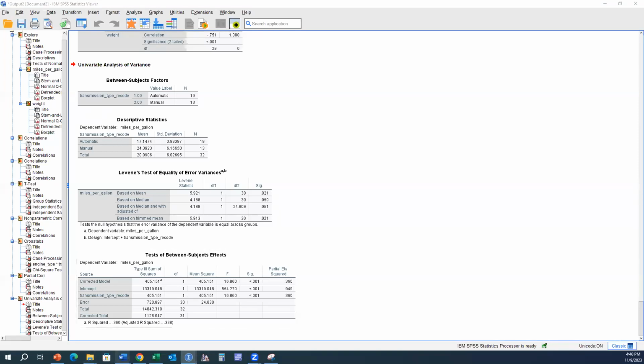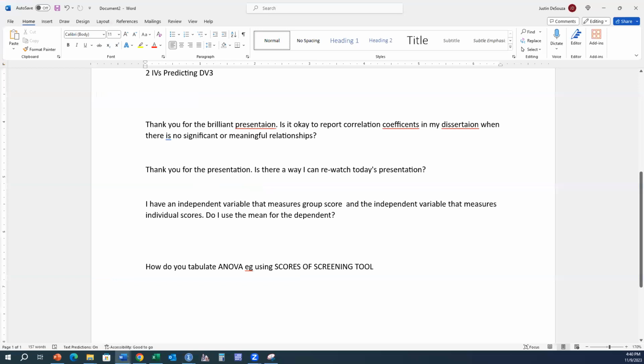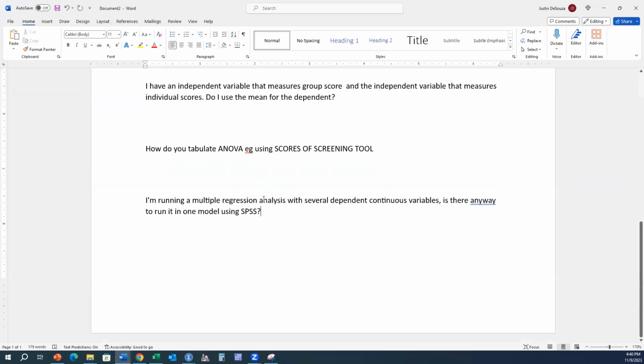Question from Susan. I'm running a multiple regression analysis with several dependent continuous variables. Is there a way to run it in one model in SPSS? I would just do it as separate regression models. I don't think SPSS handles regressions with multiple DVs, so you would have to do a separate model for each dependent variable. The number of dependent variables you have is the number of regressions you need to run: one regression per dependent variable.